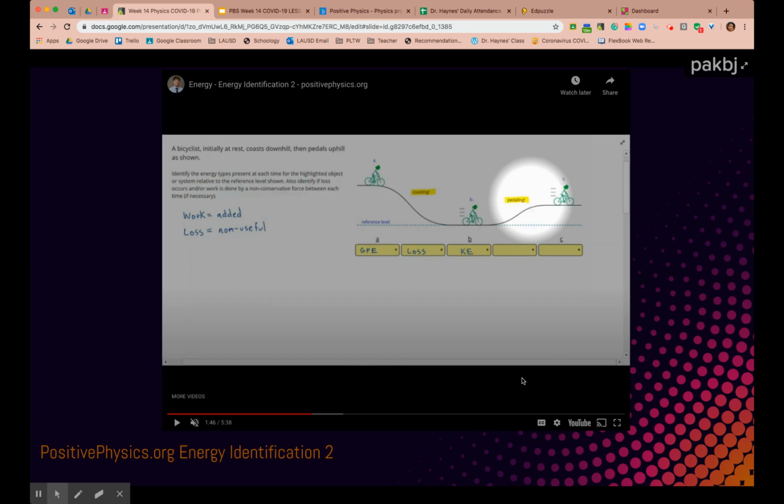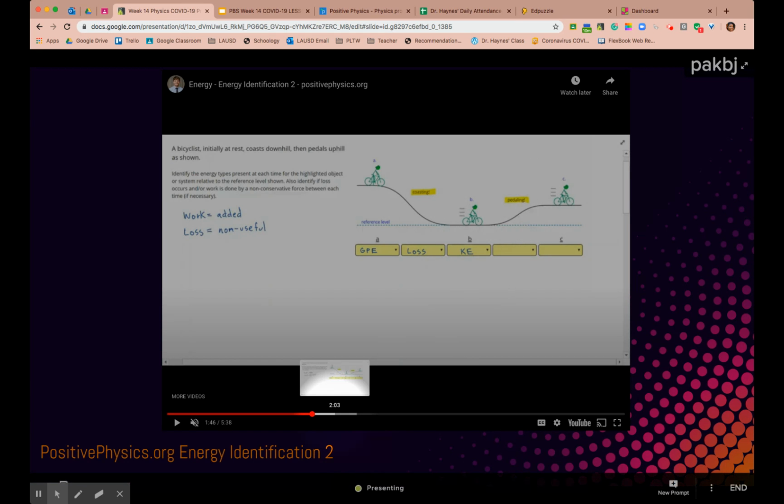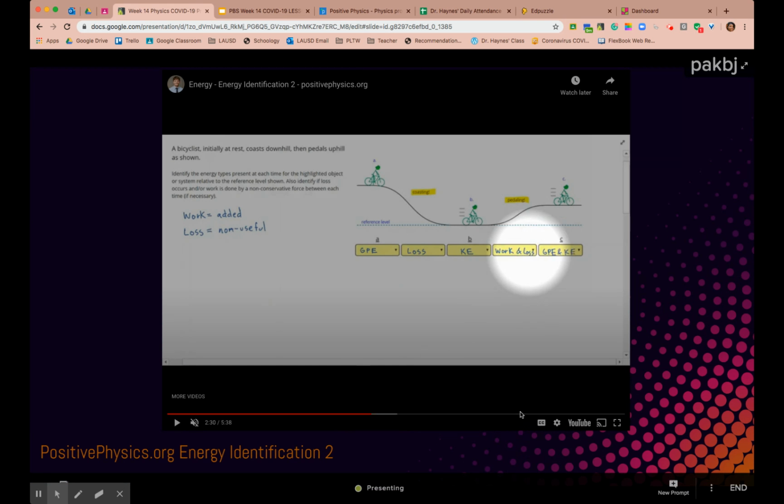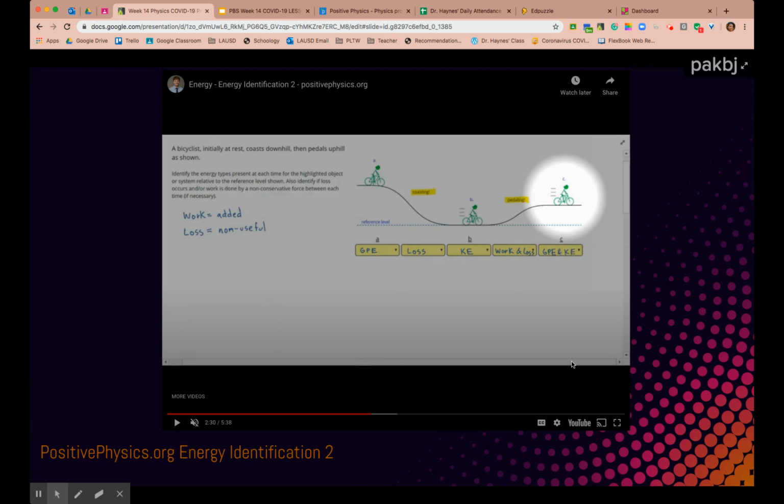Now between B and C, it says they are pedaling. And pedaling means now that this person is adding in some work. They are taking energy that they've eaten, they're using their muscles and adding that to this system with this bicycle. So they're adding in work, but there is still friction and there's still drag from the wind. So right there, you have work and you have loss for pedaling. But then at C here, you have gravitational potential energy and kinetic energy because they're above the reference level and you can see that they're moving. So that's an example of how you'll do a problem like that when they're looking for you to say if there's work or if there's loss.